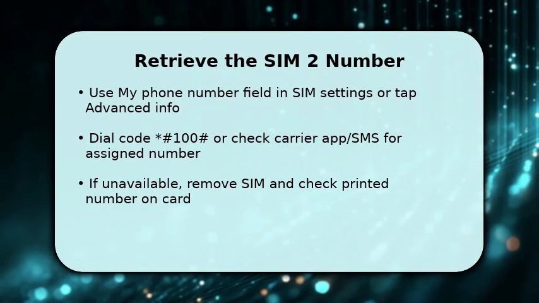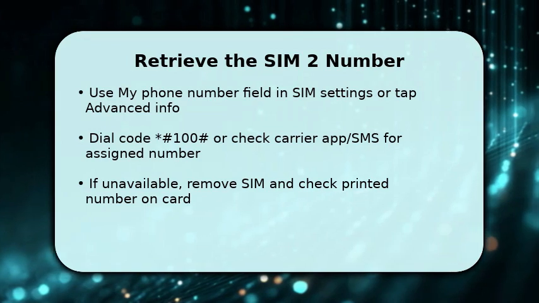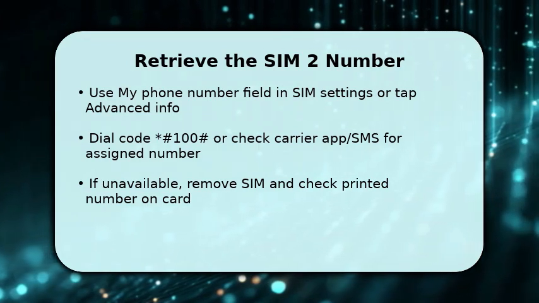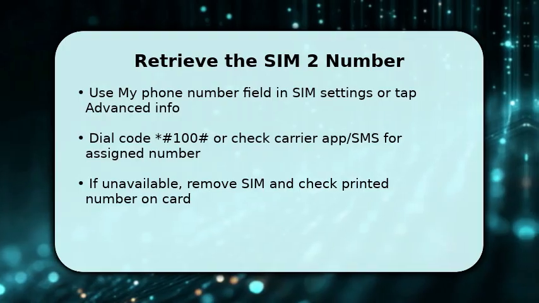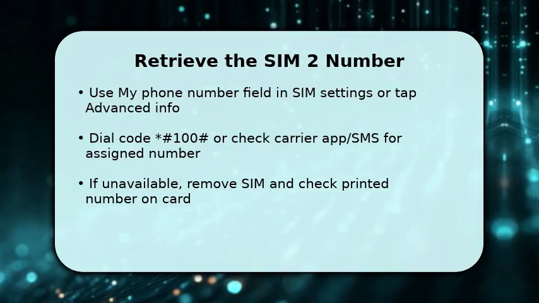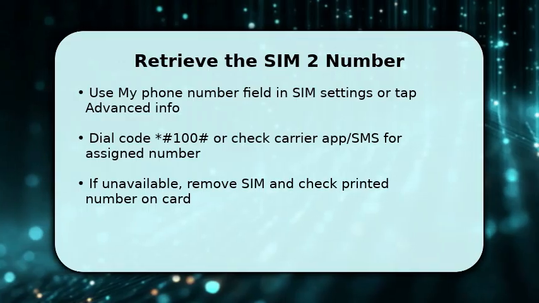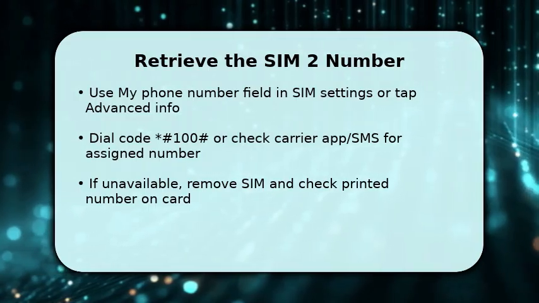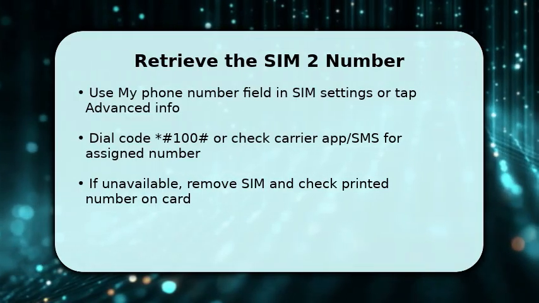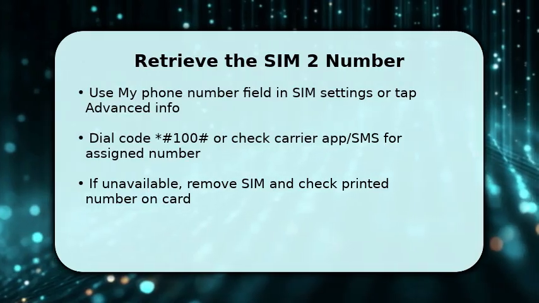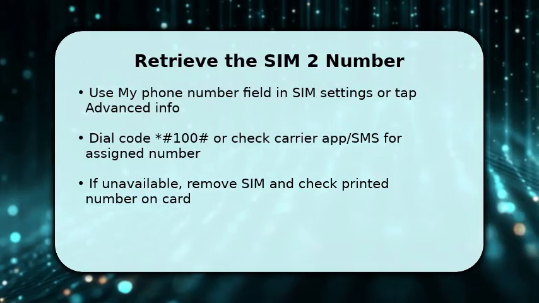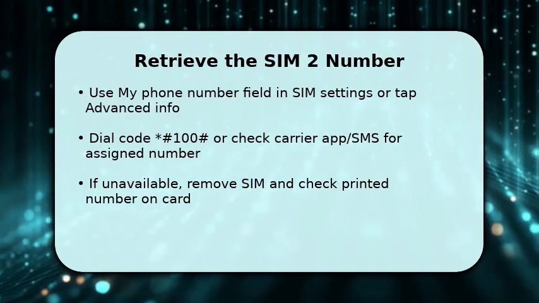Once you see SIM2 recognized, open its individual settings and look for the My Phone Number field or an Advanced Info section. That often shows the MSISDN. If it's blank, try dialing the carrier USSD code like *#100# or use the carrier's app to display the assigned number. Make sure to switch to SIM2 when sending queries.